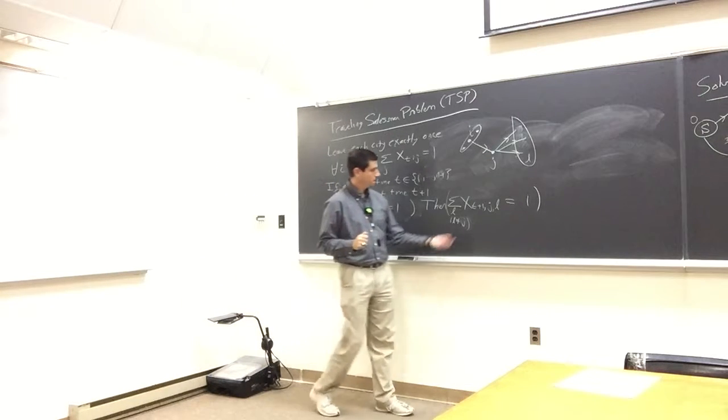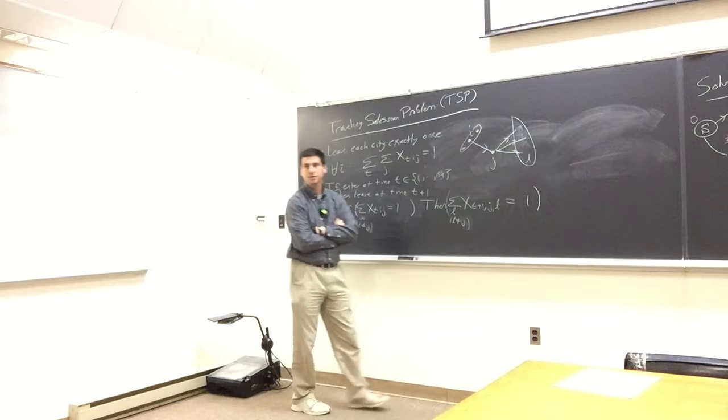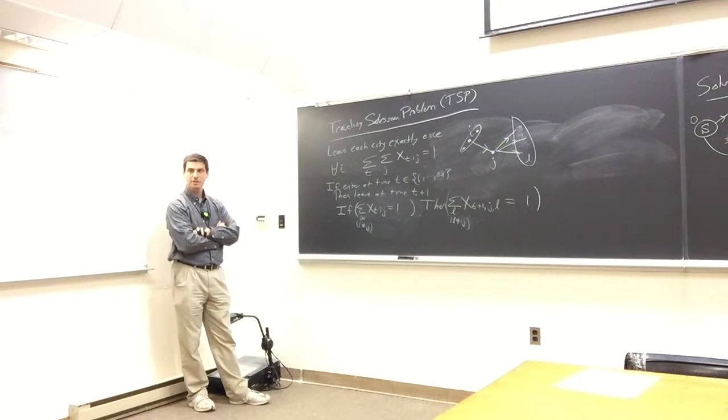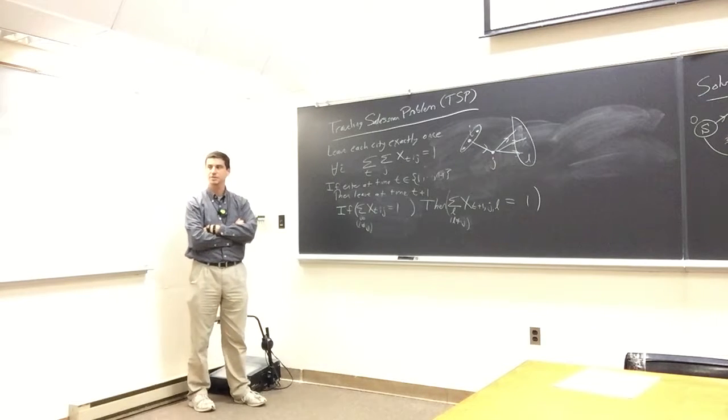And then over here now we've left. So what this is saying is that if at time t we enter city J, then at time t plus 1 we leave city J. And we can't leave it to itself, we have to leave it to something new.